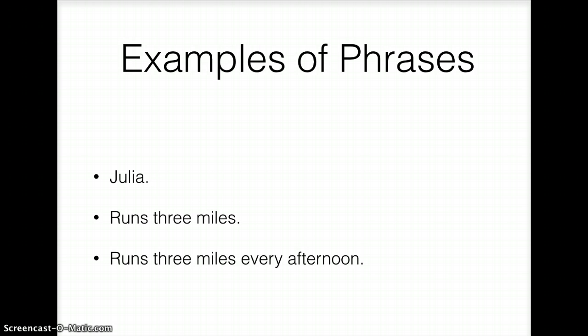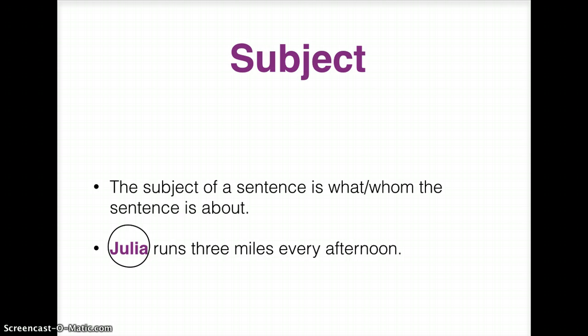Then we have phrases. Remember, these are missing an action or a subject. Julia, we don't know what Julia is doing. Runs 3 miles. Who runs 3 miles? Runs 3 miles every afternoon. We still don't know who runs 3 miles every afternoon. So you see, in the first example with the first bullet point, we're missing an action. In the second bullet point, we are missing a subject, and we are missing a subject in the third bullet point as well.